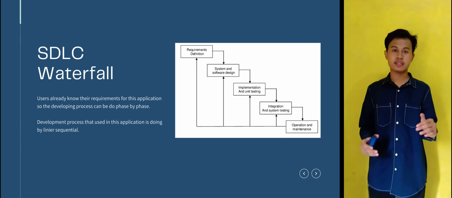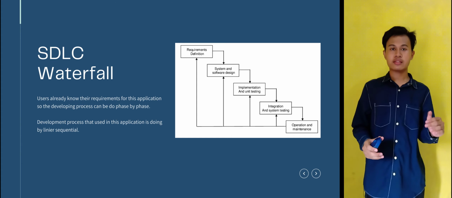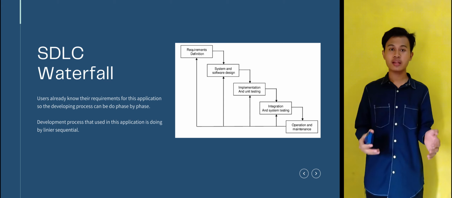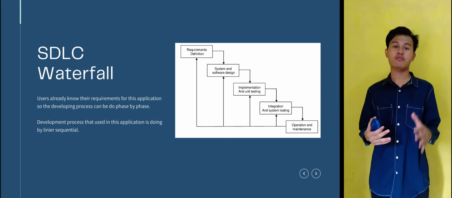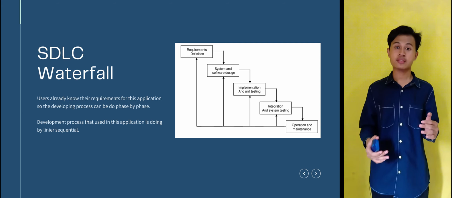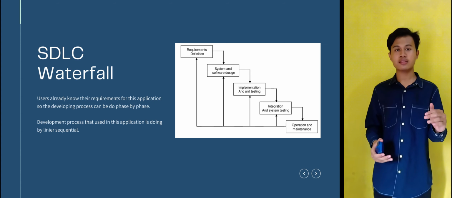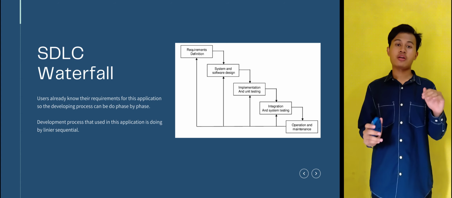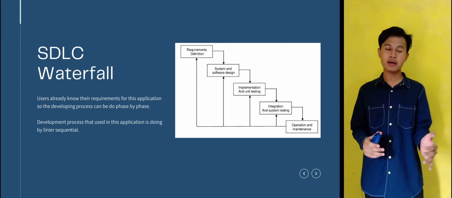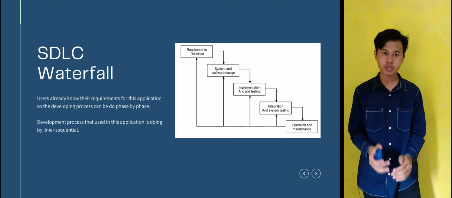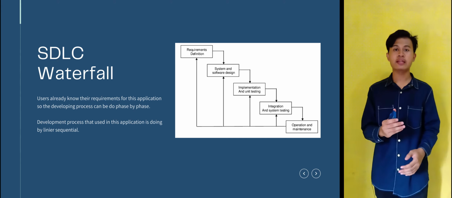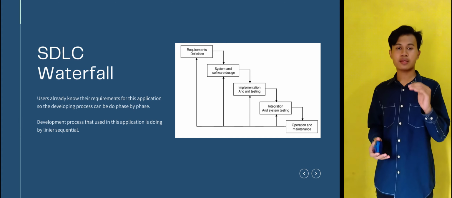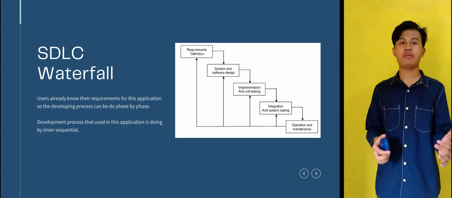Okay, the next is research method. This application was built with the software development lifecycle model waterfall. Why did we choose the waterfall model? Because 21st Bandung Junior High School knows exactly what their needs are for this application. So we can build this application pace by pace, and the development used in this application is done in a linear sequential way.